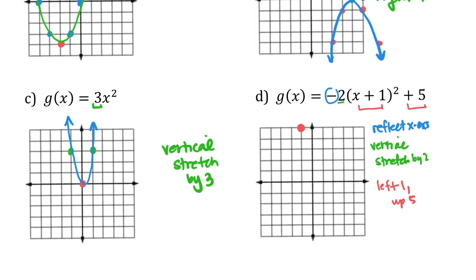So I'm going to go right 1, down 2. And then normally I would go right 2, down 4, but it's stretched by 2, so I need to go right 2, down 4 twice. 1, 2, 3, 4, 1, 2, 3, 4, which is way down here. 1, 2, 3, 4, 5, 6, 7, 8, and then same on the other side. Okay, so I have a parabola. It's stretched twice as far. It's opening down, and it went left 1, up 5.